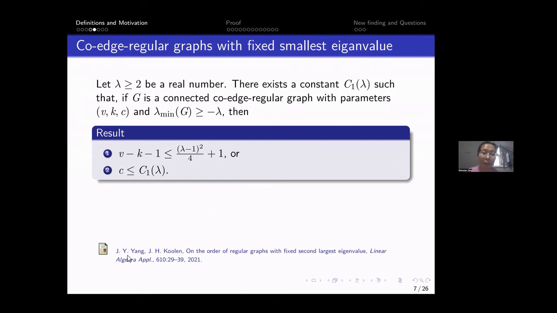This is a result by Qianqian and Professor Jack Koolen, and it is an application of their study on regular graphs with fixed largest eigenvalue. In this paper, they also use the tool in this talk. So if you are a little curious about how they show the results, you can also read this paper.